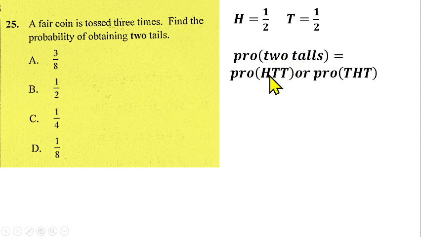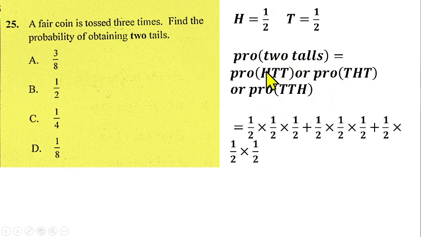So that will be, the first one can show head and the remaining ones show tails, or the first one shows tail, the second one shows head, the third one shows tail, or the first two show tail and the last one shows head. These are the options for 2 tails showing. If you substitute, h is 1 over 2, t is 1 over 2, so 1 over 2 times 1 over 2 times 1 over 2, plus again 1 over 2 times 1 over 2 times 1 over 2, plus again 1 over 2 times 1 over 2 times 1 over 2. If we simplify this, that gives us 1 over 8 plus 1 over 8 plus 1 over 8. So that should give us 3 over 8, which is option A for question number 25.